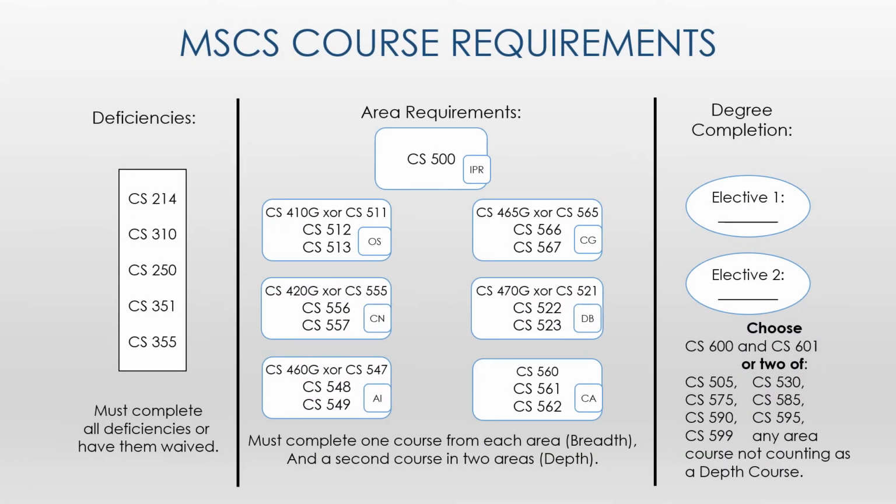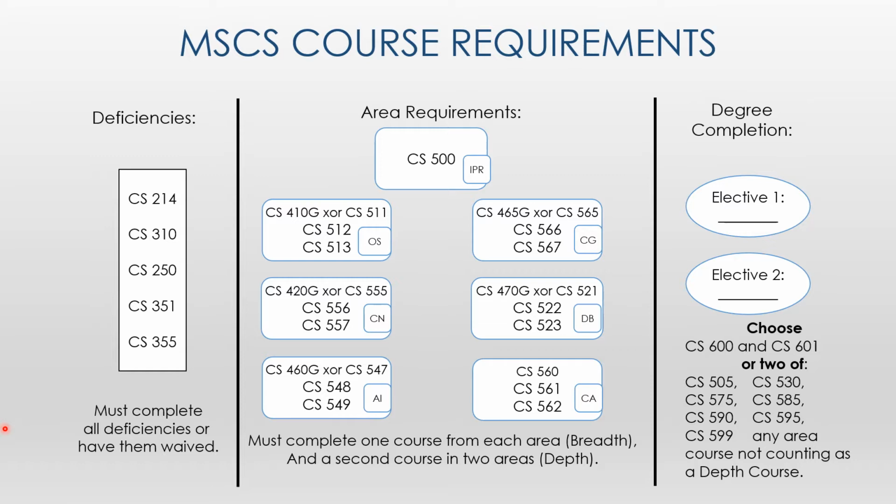Okay, now I'd like to talk about the actual requirements for the Master of Science in Computer Science degree here at Western Illinois University. What you see on this slide is over here we have our deficiency courses. Now these are undergraduate courses that you may be required to take if you have not completed similar courses in your undergraduate studies. And these should have been on your acceptance letter if they are required for you. So let me go over them briefly.